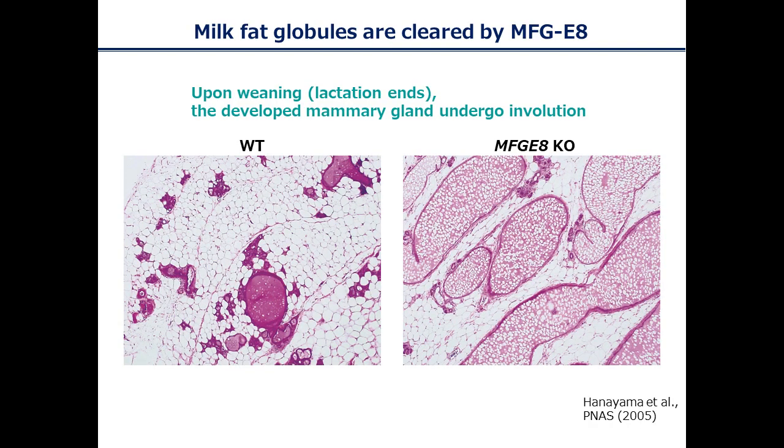When we established MFGE8 knockout mice, we found an interesting phenotype. MFGE8 was originally identified as a protein expressed on the surface of milk fat globules, a kind of extracellular vesicles secreted in milk. Upon weaning, the developed mammary glands undergo involution. The MFGE8-KO caused the accumulation of a large amount of milk fat globules in the mammary ducts, indicating that the excess milk fat globules are cleared by MFGE8.